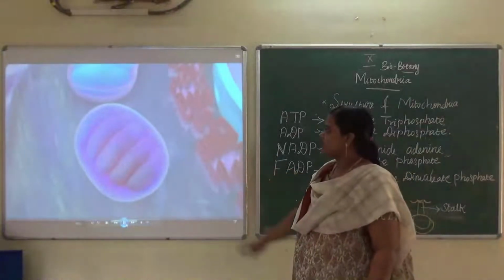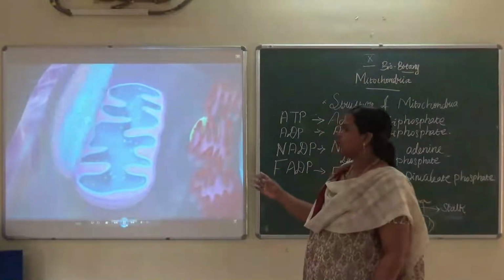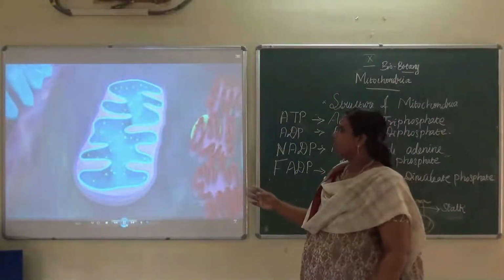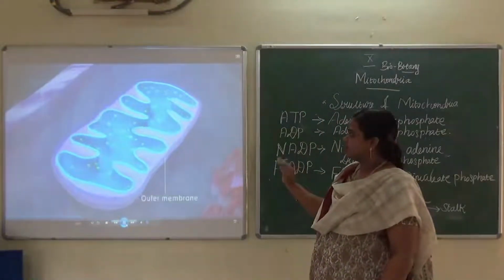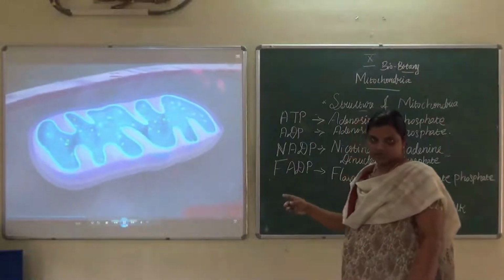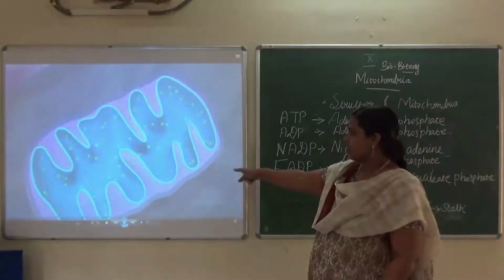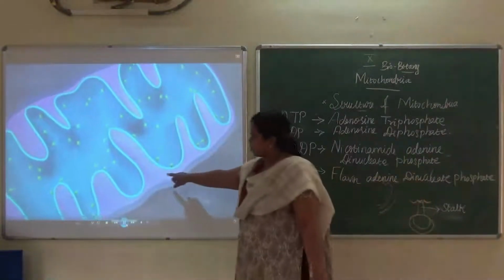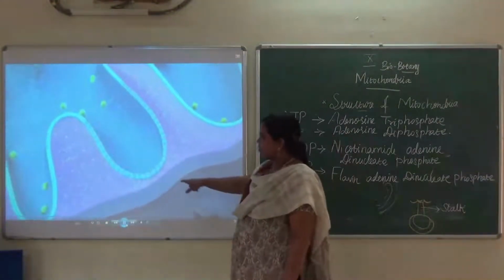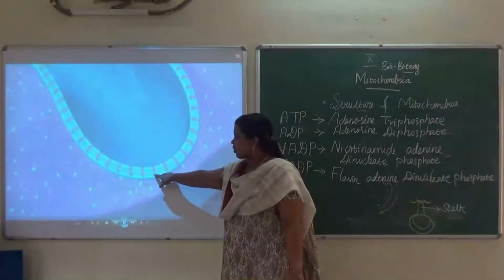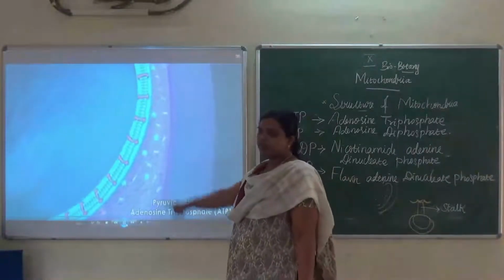Mitochondria are spherical to elongated oval in shape. Inner structure of the mitochondria: the outer membrane is a permeable membrane, and the inner membrane has cristae. The finger-like projections of the inner membrane are known as cristae. The cristae have F1 particles, the oxysomes, which produce ATP in the cell.